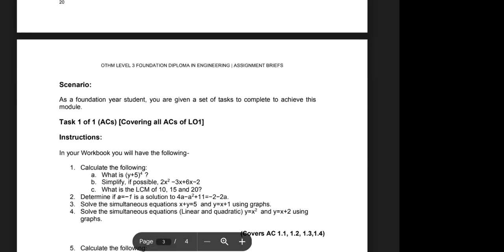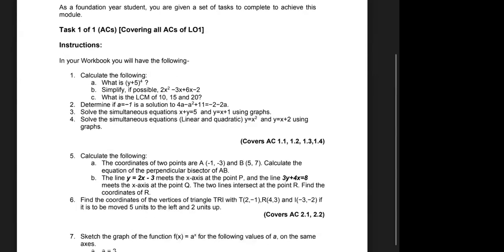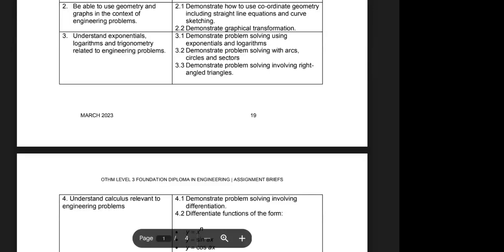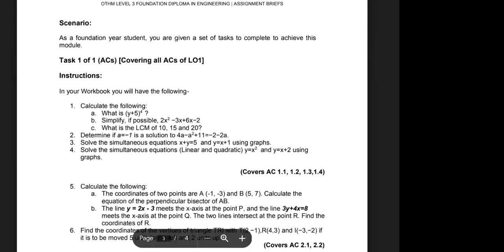So this is the assignment now, and I'm going to talk through it. The first part of the assignment addresses 1.1, 1.2, 1.3, and 1.4. Each question will address one of those. The purpose is just to know whether you understand the content, and if you don't understand it, to see how you can improve on it.